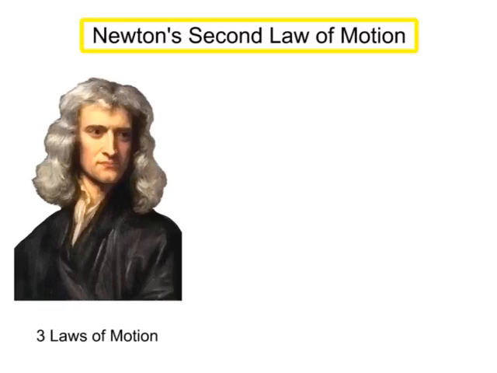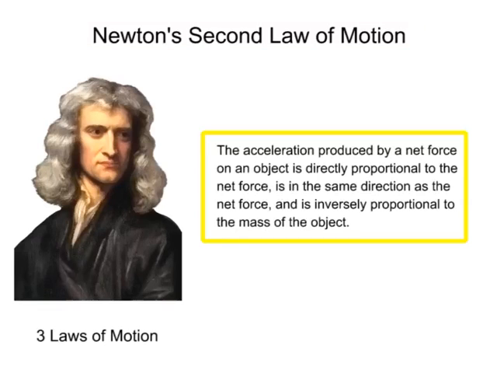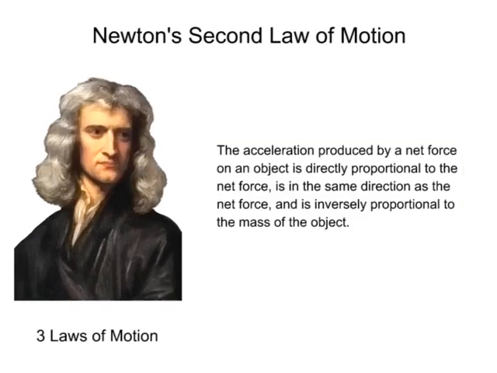Newton's second law states that the acceleration produced by a net force on an object is directly proportional to the net force, is in the same direction as the net force, and is inversely proportional to the mass of the object. This basically means that it takes a greater force to move or accelerate objects with greater mass than it does objects with lesser mass.